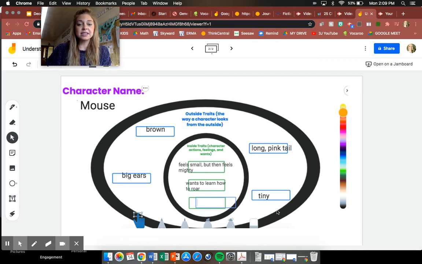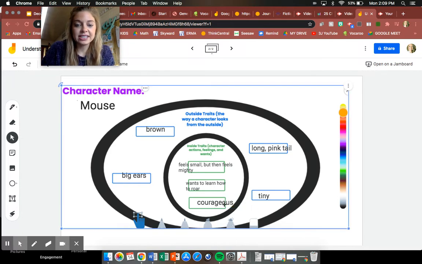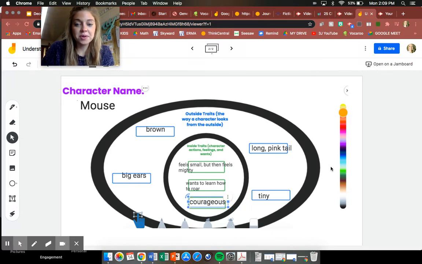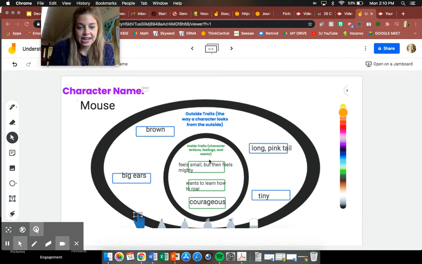Well, I think that something that he feels is very courageous when he goes and talks to the lion. He feels very courageous because that is something probably pretty scary for him to have done because he was so small. It's a very big deal for him to go talk to the lion because the lion is so big and mighty. Okay, so those are 3 inside traits that he has.